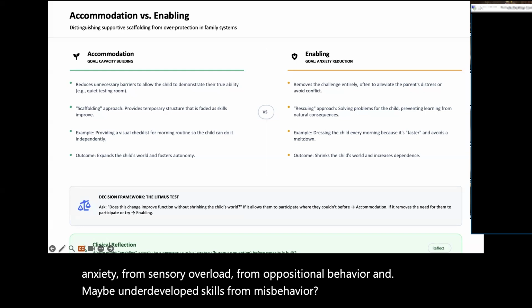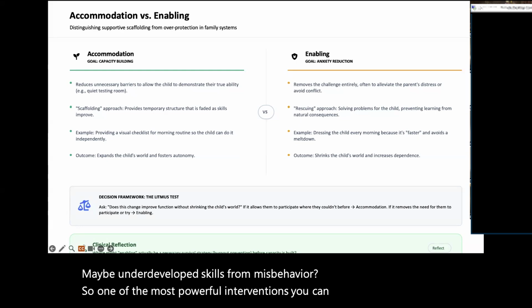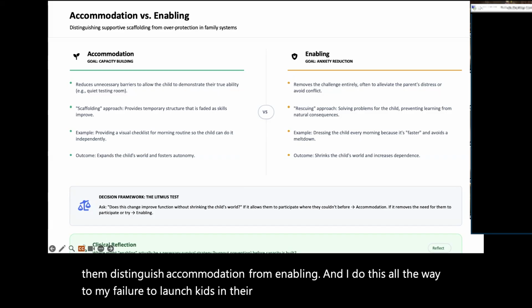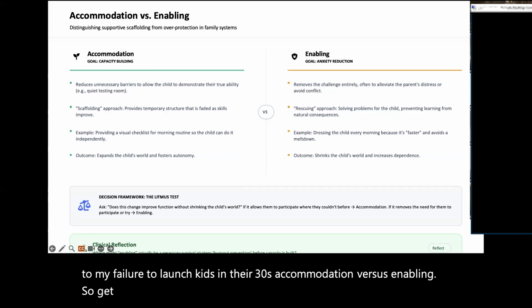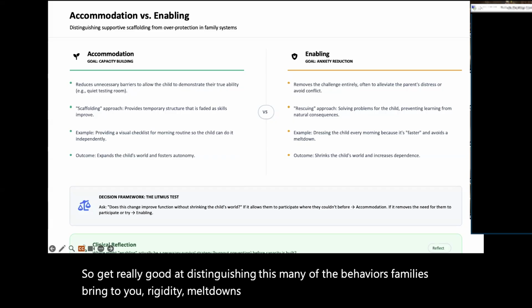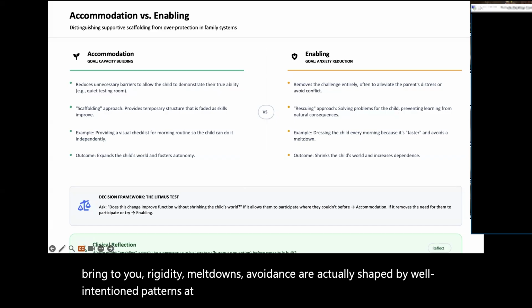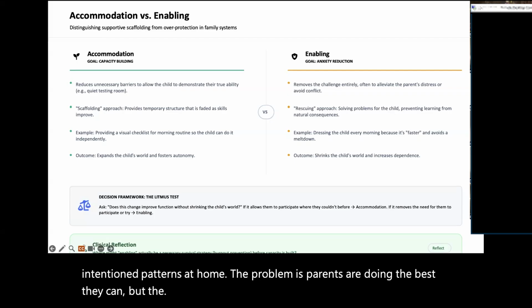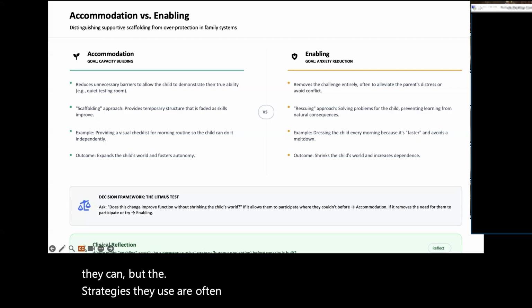So one of the most powerful interventions you can offer a family is helping them distinguish accommodation from enabling. And I do this all the way to my failure to launch kids in their 30s. Accommodation versus enabling. So get really good at distinguishing this. Many of the behaviors families bring to you, rigidity, meltdowns, avoidance, are actually shaped by well-intentioned patterns at home. The problem is parents are doing the best they can, but the strategies they use are often undermining what they want the outcome to be.